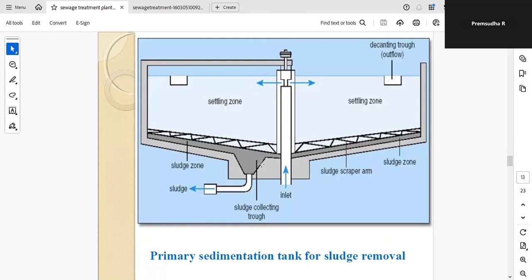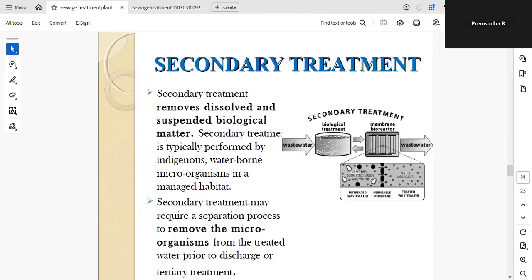And here you can see the primary sedimentation tank. The types of sedimentation tank, the flow, and the water treatment process we have seen in depth. Here, only one model of the sedimentation tank is shown. The flow is radial type, and there is a sludge zone that collects the sludge, and the settling zone. Here, the decanting happens through the outflow, so other waste is removed. This is a secondary treatment.